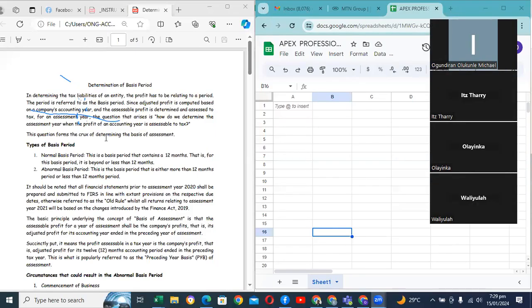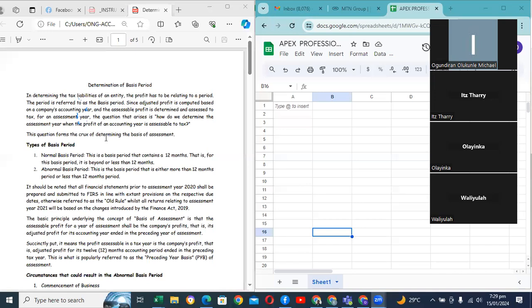So I was explaining that in determining the basis period, the profit has to relate to a period of time, right? So the adjusted profit is computed based on the accounting year, and the assessable profit is determined and assessed to tax for an assessment year. So the problem we want to solve in this class is how do you determine the basis period for an assessable profit in a relevant year of assessment, right?